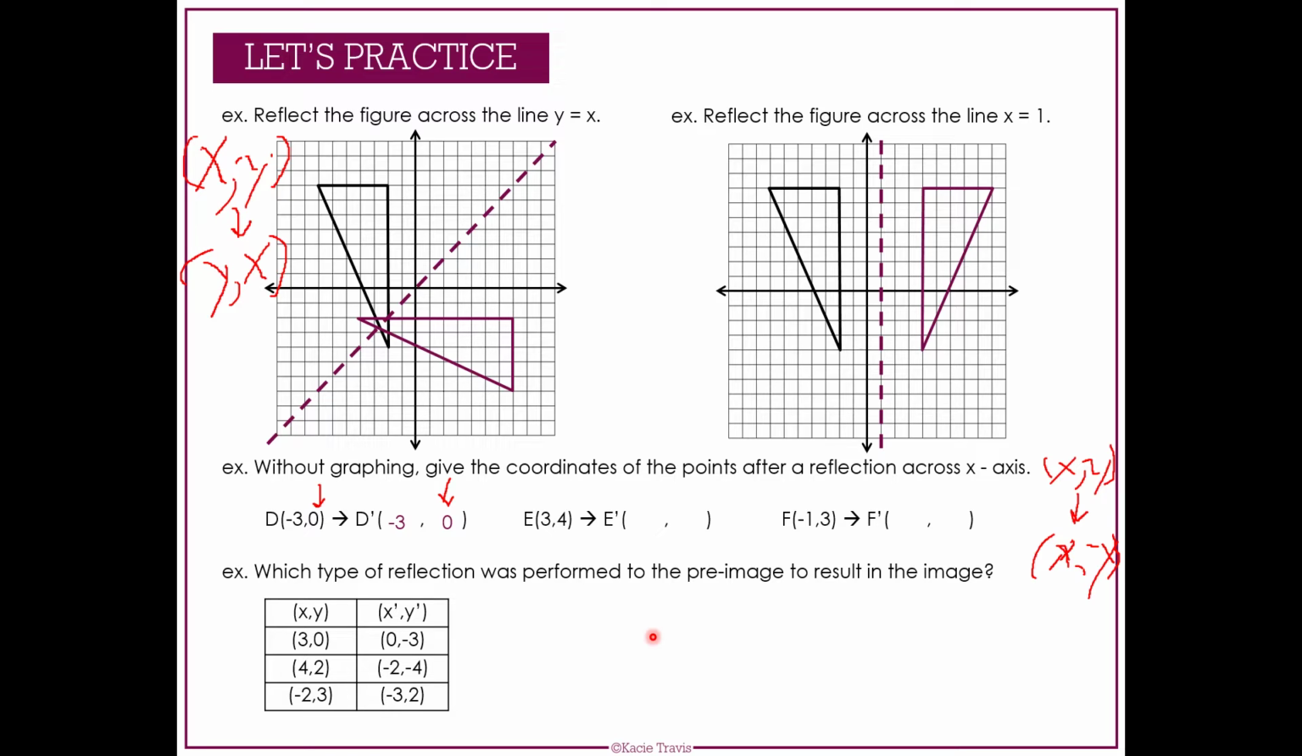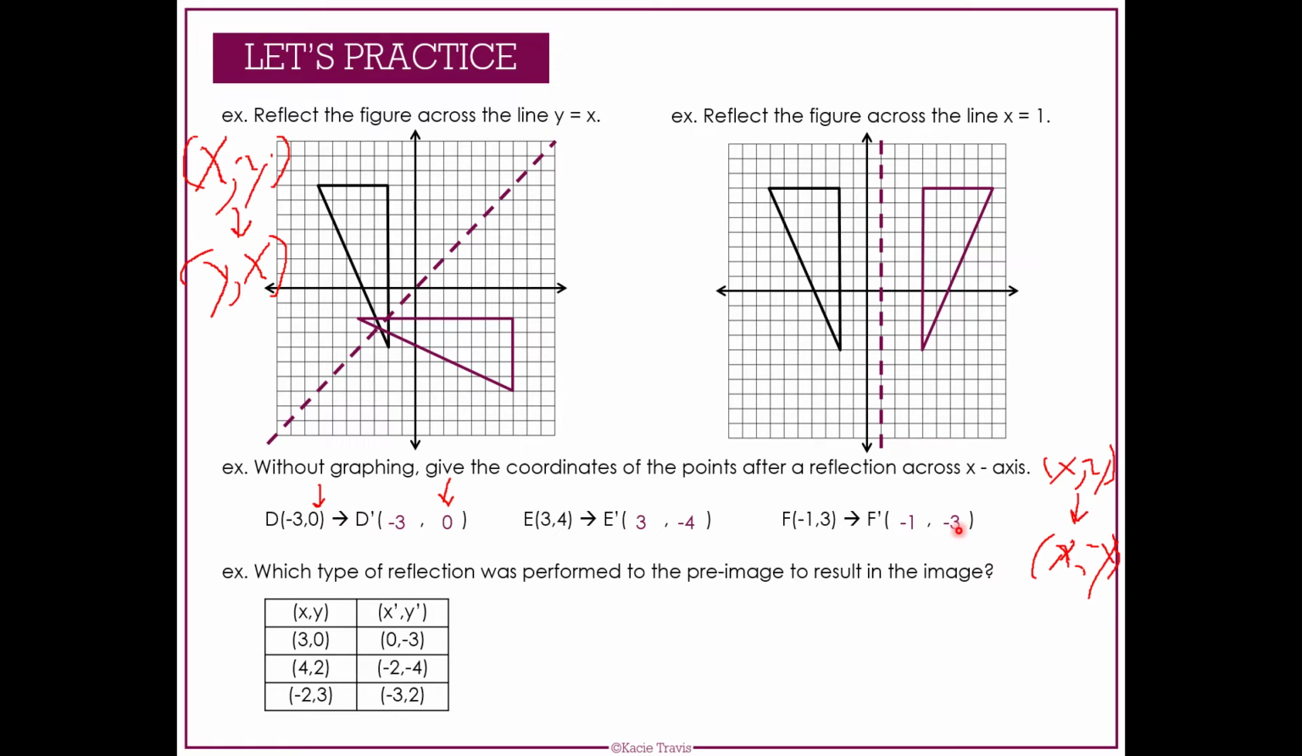All right, so for E, we know that this has 3, 4. This 4 is the only thing that should be changing. So E prime will have 3 and negative 4. Okay, so the only thing that changes is our y value. Everything else stays the same. Over on F, same deal. Negative 1 stays, negative 3 changes.